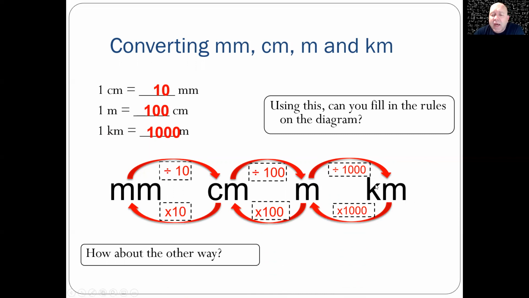So if we had 2 kilometers times by 1,000 is 2,000 meters. If I had 3 meters times by 100, it's 300 centimeters. And if I had 4 centimeters times by 10, it's the same as 40 millimeters.